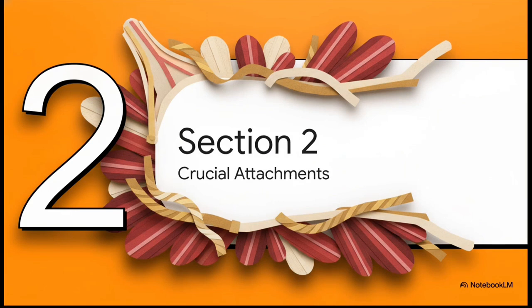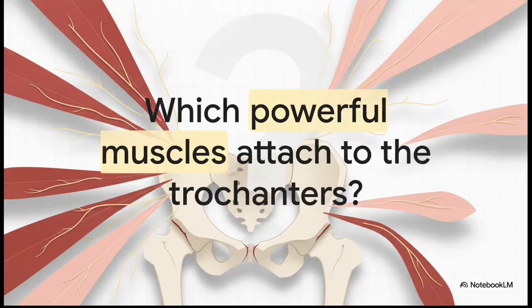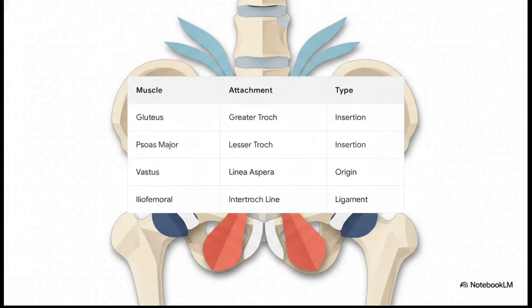Which brings us nicely to Section 2, crucial femoral attachments. Think back to those long dissection days for a second. Which powerful muscles can you picture fanning out to attach to the trochanters? Take a few seconds to visualize it, because knowing exactly what muscle is pulling where, that's half the battle for any hip surgeon. All right, let's break it down.